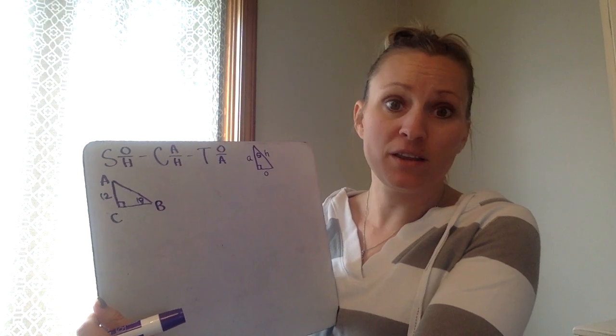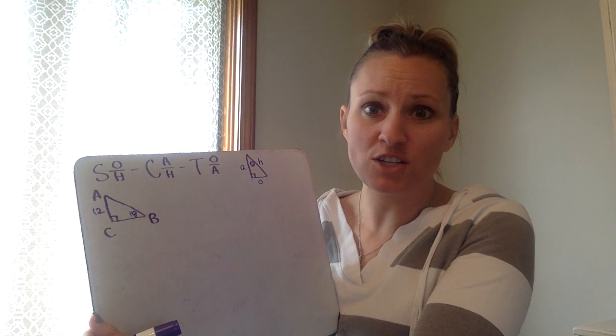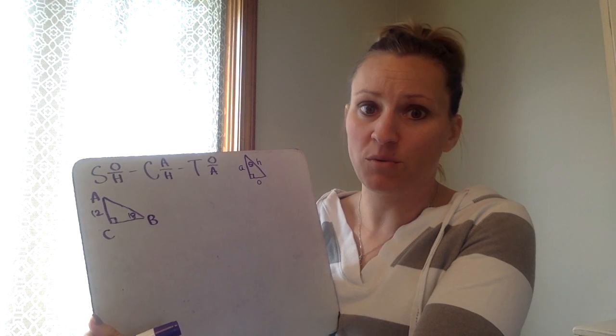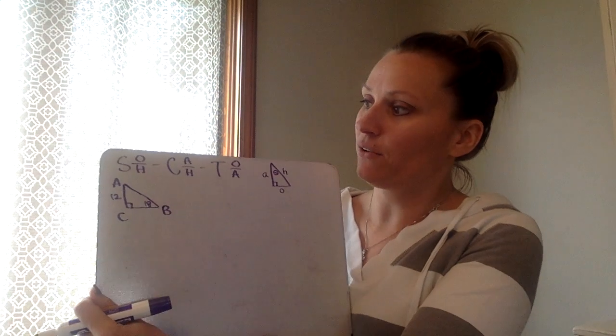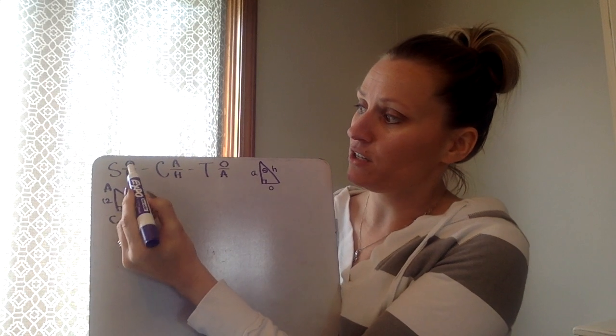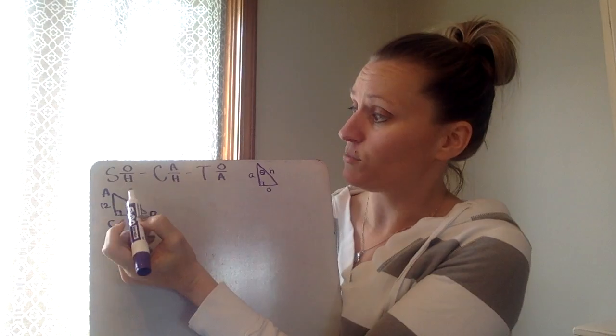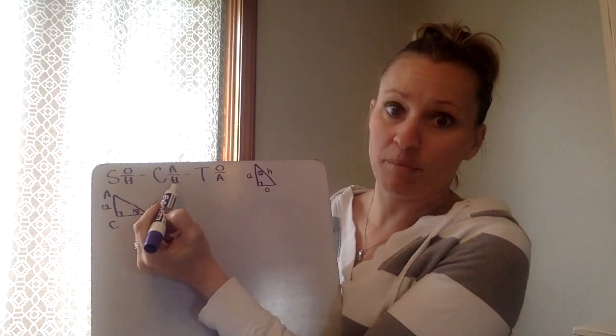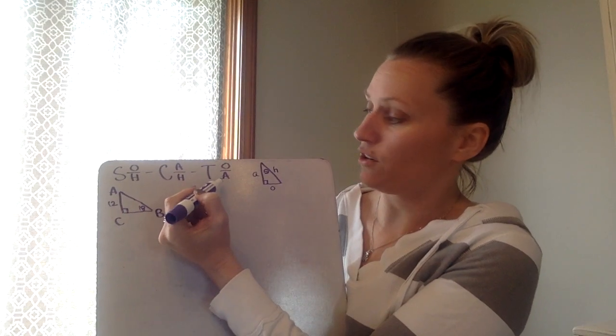I am here today with right triangle trig. So let's just refresh our memory on what we do with right triangle trig. If you have a right triangle, we learned SOHCAHTOA. Sine is the opposite over hypotenuse. Cosine is adjacent over hypotenuse, and tangent is opposite over adjacent.